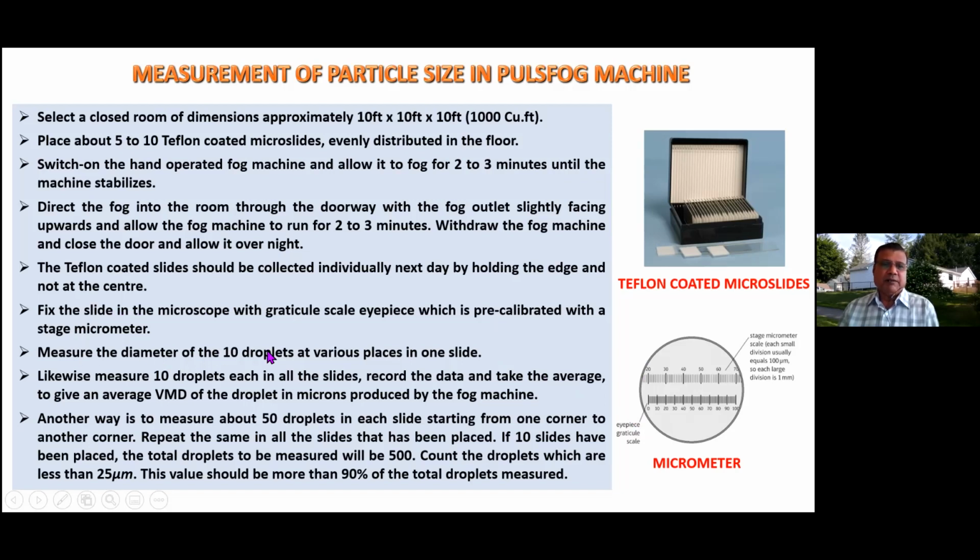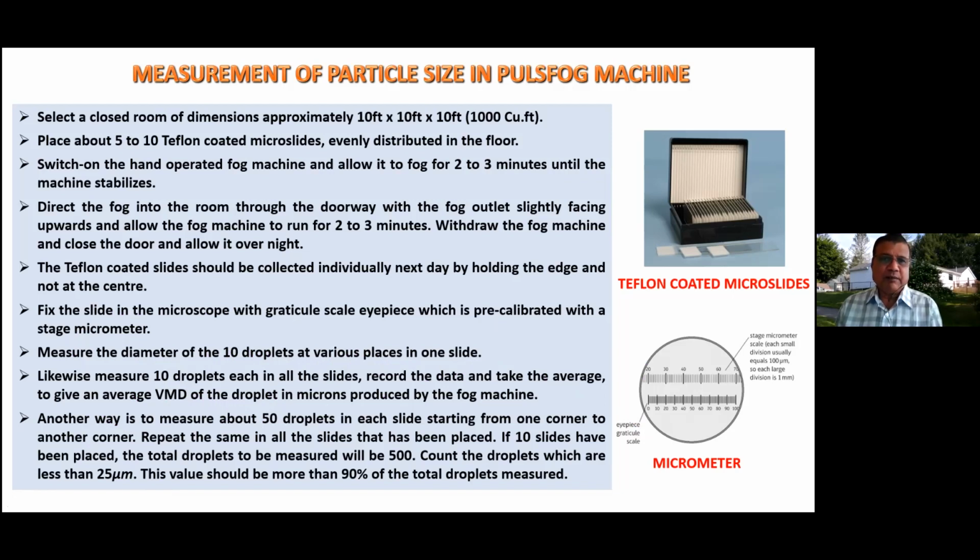Measure the diameter of 10 droplets at various places in one slide. Likewise, measure 10 droplets in each of all the slides, record the data, and take the average to give an average VMD of the droplets in microns produced by the fog machine. So you can have an average.